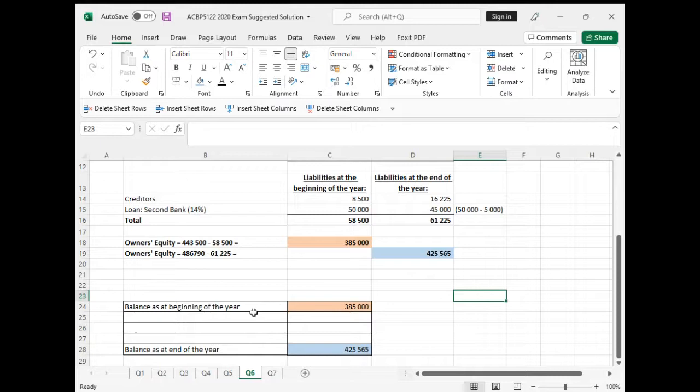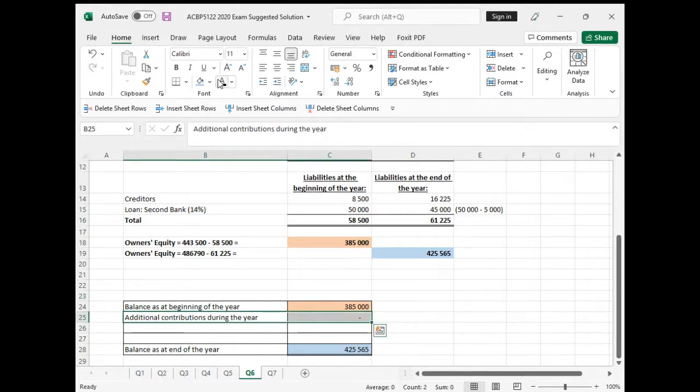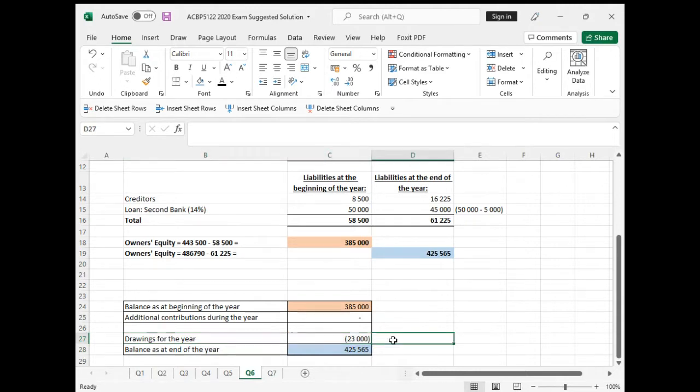Okay, so we know the movement between the two balances would be your profit, any drawings, any capital contributions, movements. Now we know based on the information, there's no additional contribution during the year. However, the second last bullet point talks about 23,000, which was taken in cash for personal use, which is the drawings amount, which is a negative amount, so a negative movement. So that means we now need to work out what is the profit for the year, and that would be our balancing figure.